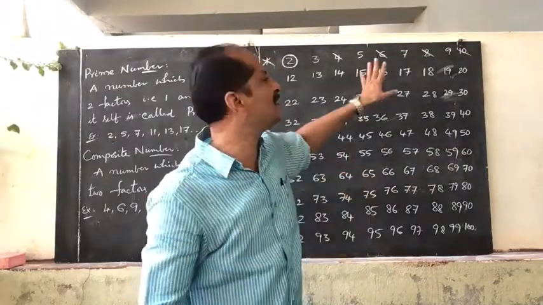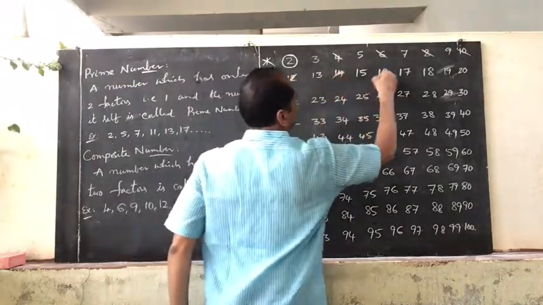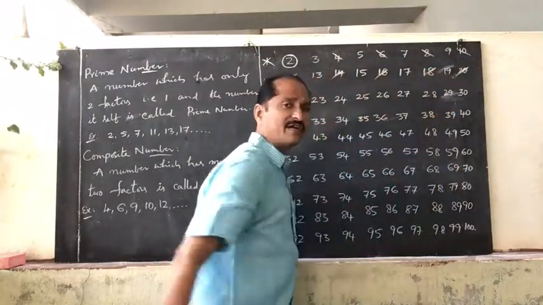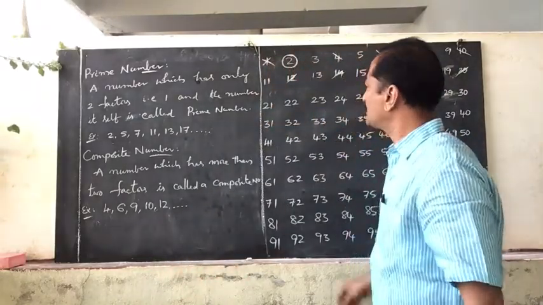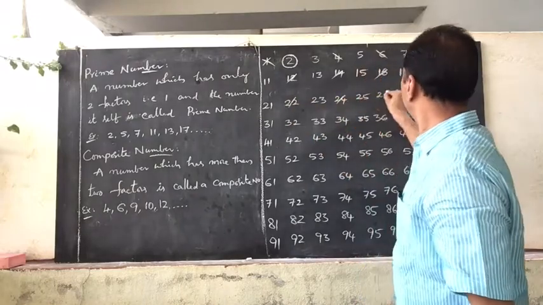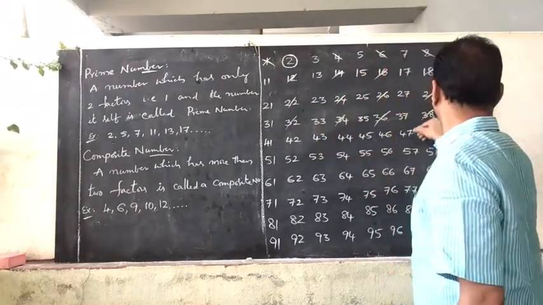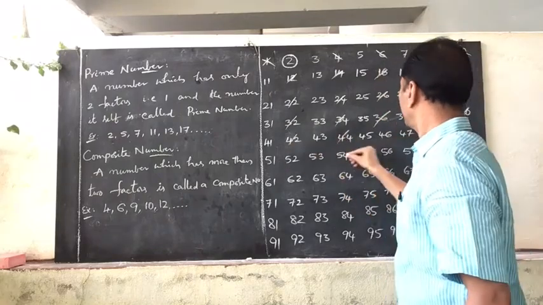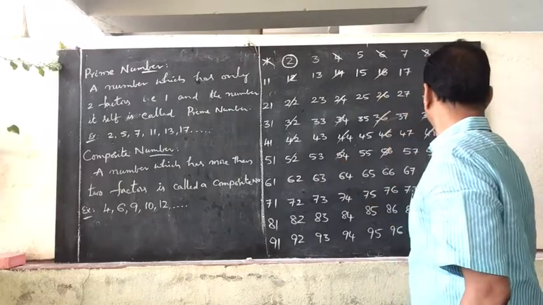So striking out all the composite numbers. So 10, then afterwards 12, 14, 16, 18, 20. So what are these all? These are all the composite numbers. Now next composite numbers: 22, 24, 26, 28, 30, 32, 34, 36, 38, 40, 42, 44, 46, 48, 50, 52, 54, 56, 58, 60.